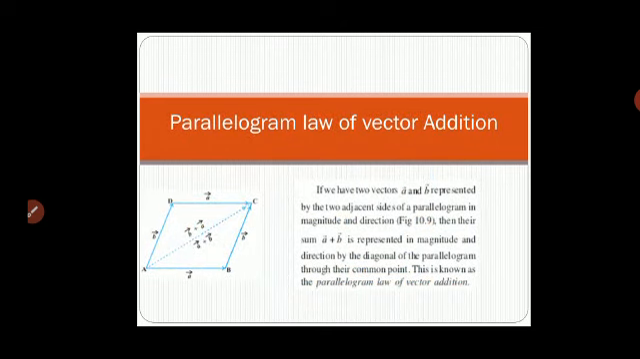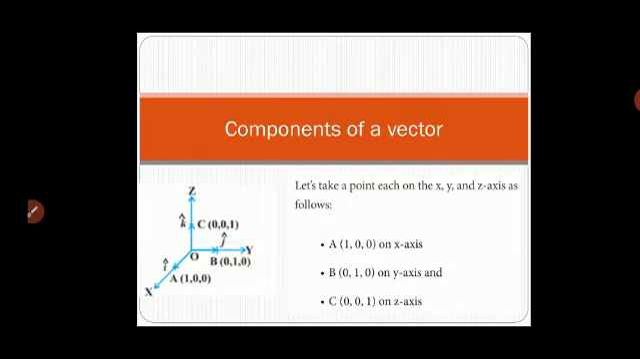Now we extend the triangle law to the parallelogram law. If two vectors A and B are represented by the two adjacent sides of a parallelogram in magnitude and direction as shown in the figure, then their sum A plus B is represented in magnitude and direction by the diagonal of the parallelogram through their common point. This is known as the parallelogram law of vector addition.